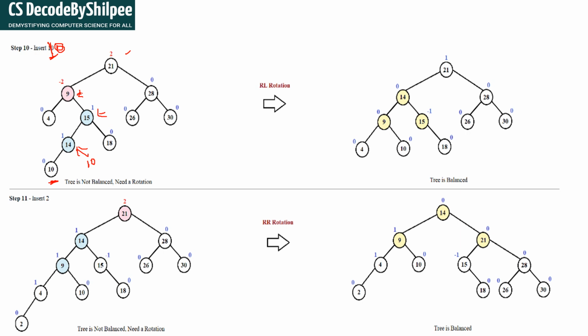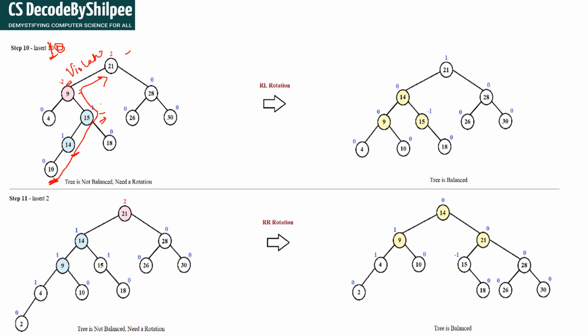Now I am going to calculate the balance factor from 10 to the root node, and the root is 21, right? So I am going to calculate the balance factor from 10 to 21. If a violation occurs in between, we'll stop there. So I have calculated 10's balance factor 0, 14's balance factor 1, 15's balance factor is 2 minus 1, that's 1, and 9's balance factor is -2. So here the violation occurs.